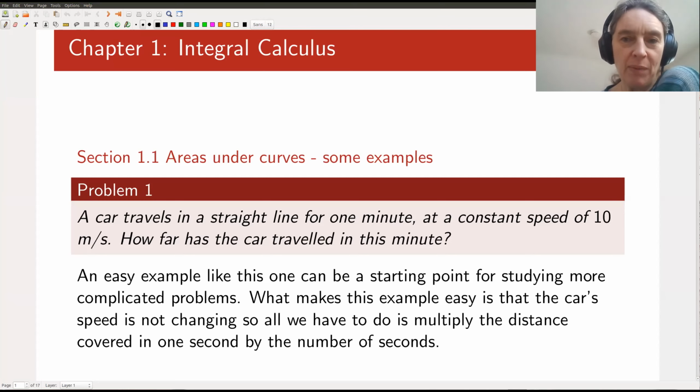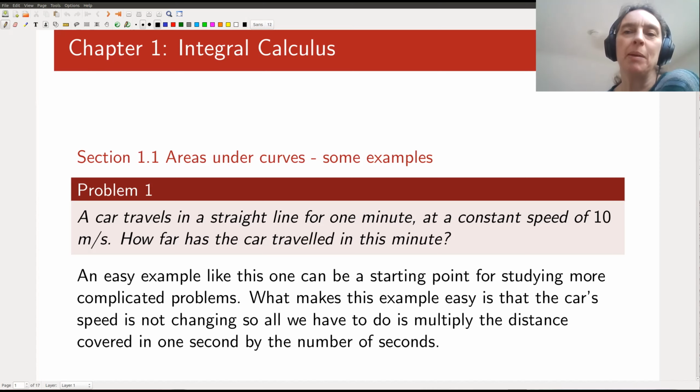The first question that we'll ask ourselves is one that is quite straightforward and can be answered indeed without any reference to calculus at all. We've got a car that's traveling for 1 minute at a constant speed of 10 meters per second. How far does the car travel within this 1 minute period? Well, we're traveling 10 meters in each second, and we're traveling for 60 seconds. So, of course, we travel 60 times 10 meters, which is 600 meters.